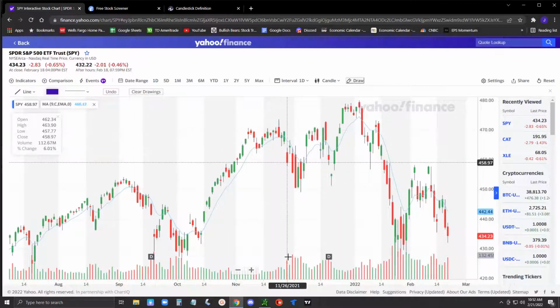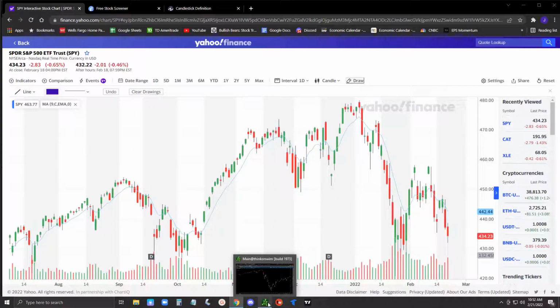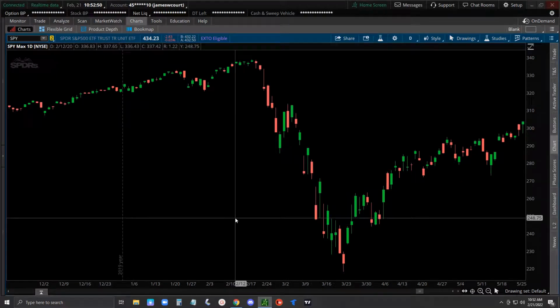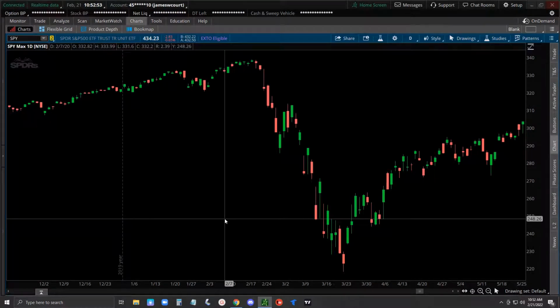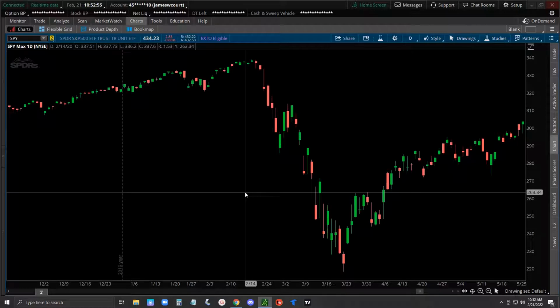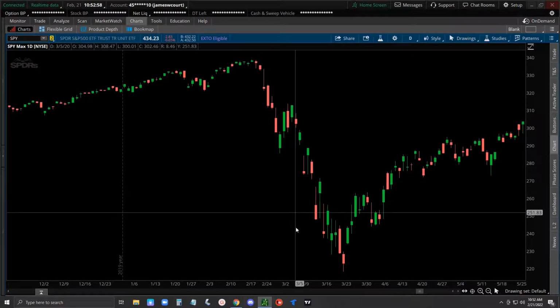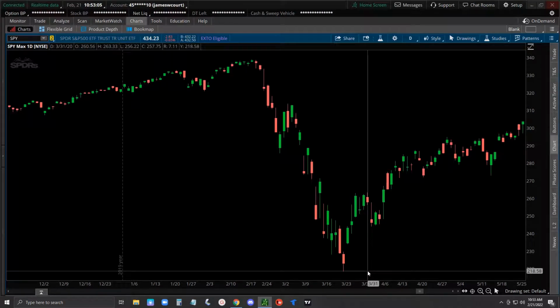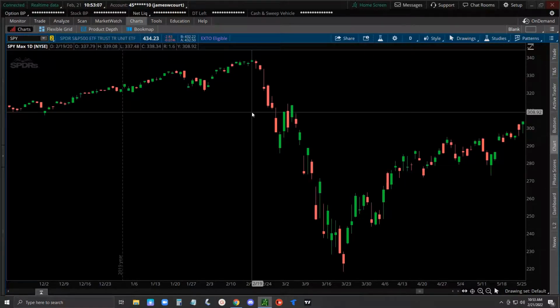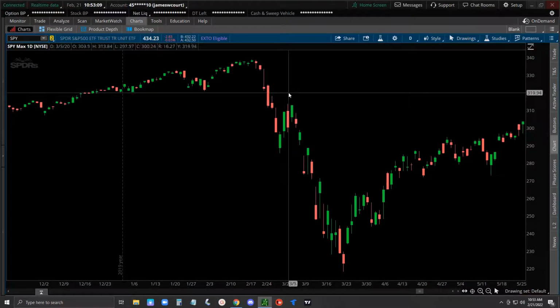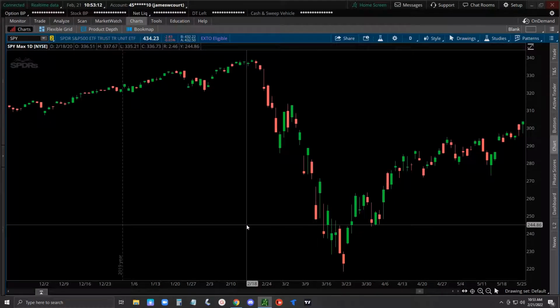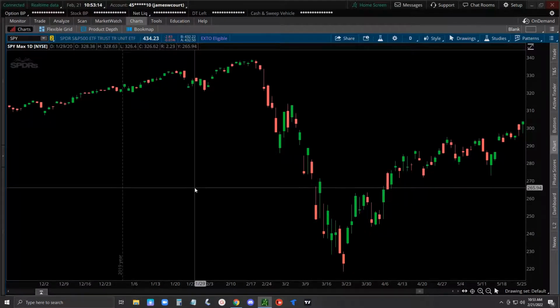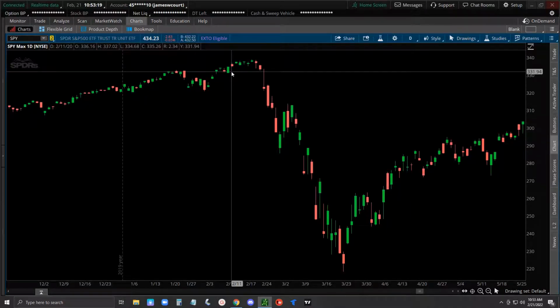Because Yahoo here is definitely not my favorite place to go for charting, I'm going to switch things up and show you what I use, which is Thinkorswim by TD Ameritrade. This is probably the most versatile, the best, if you want to call it that, charting platform that's available out there for free. The only thing you have to do in order to have access to this is open an account with TD Ameritrade. You don't have to put any money in the account, so it doesn't have to be funded.